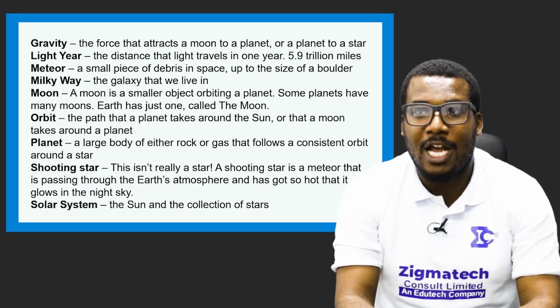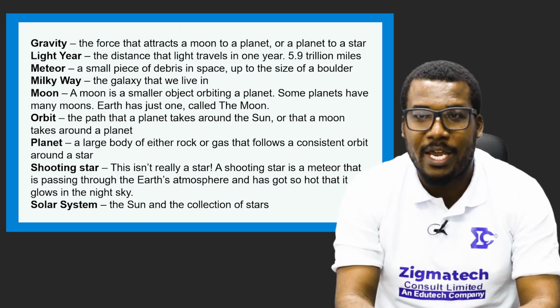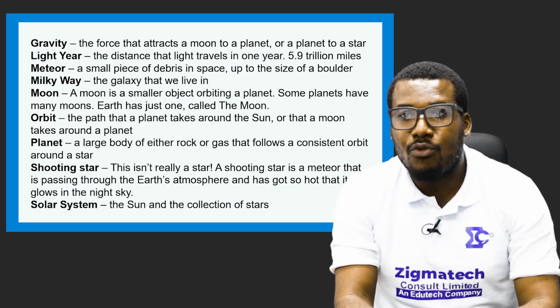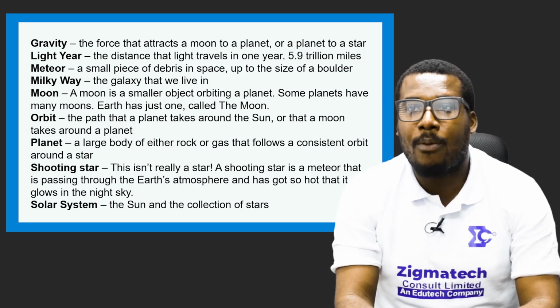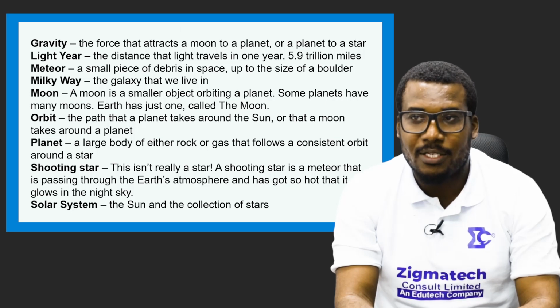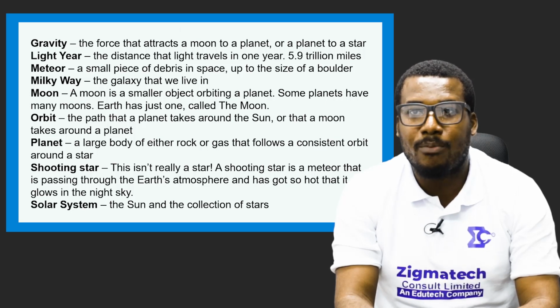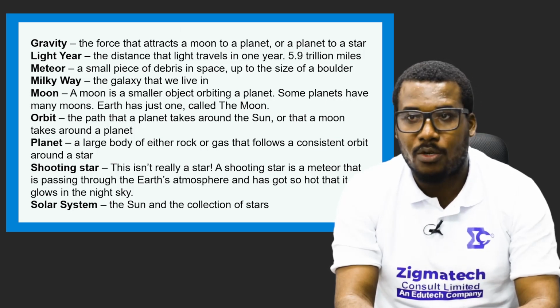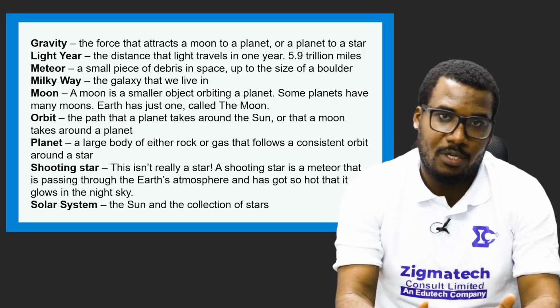We have our Milky Way. The galaxy that we live in is known as the Milky Way galaxy. Now you have the moon. A moon is a smaller object orbiting around a planet. Some planets have many moons, but Earth has just one, called the moon, hence the word the moon.